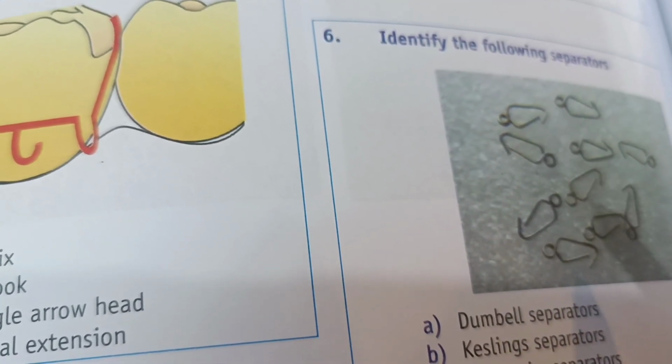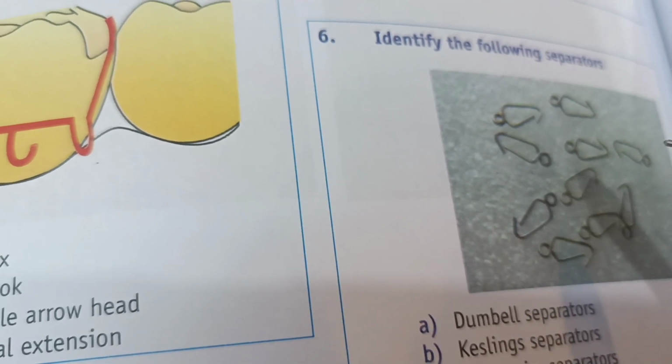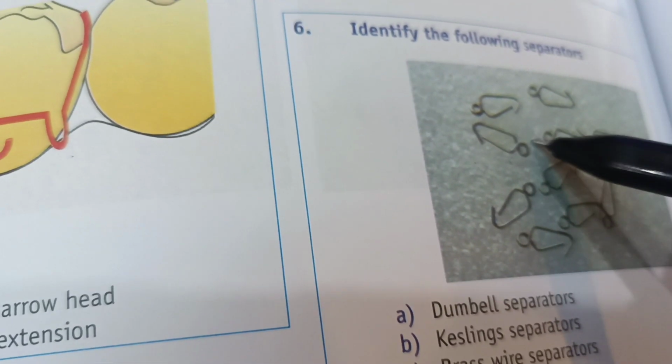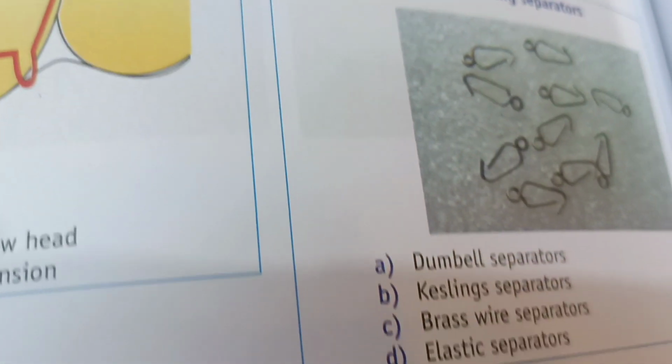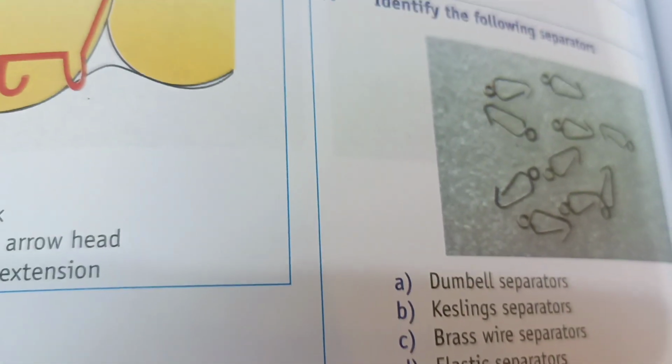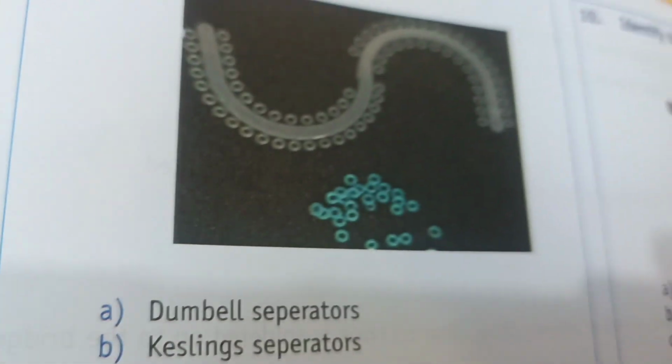The Kesling separator spring is activated by opening up the coil. So if you activate it, just open the coil. Kesling separators are a very important question, so please note it.